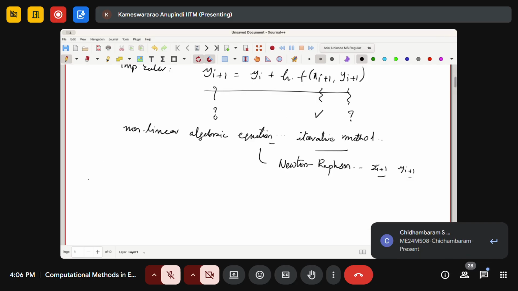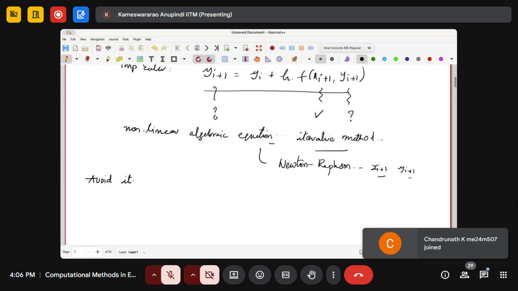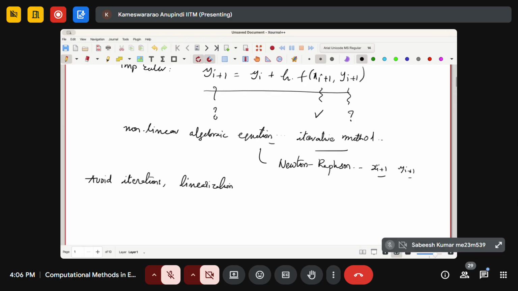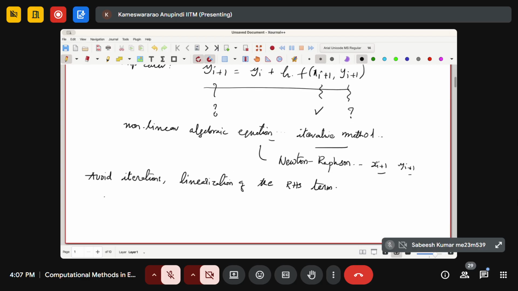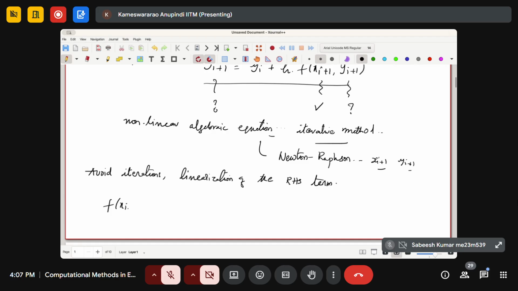So in this method, we're going to avoid this iteration. We're going to avoid iterations by going for linearization, linearization of the RHS term. So what we're going to do is essentially we have f of x_{i+1}, y_{i+1}, which is basically a nonlinear function. As we said, now we want to linearize this thing.